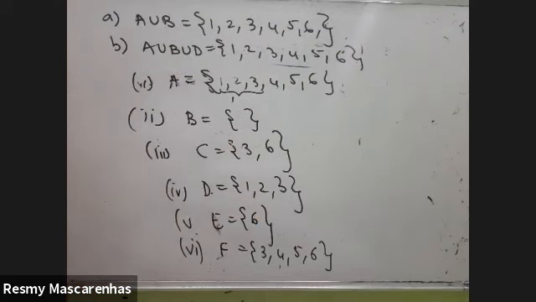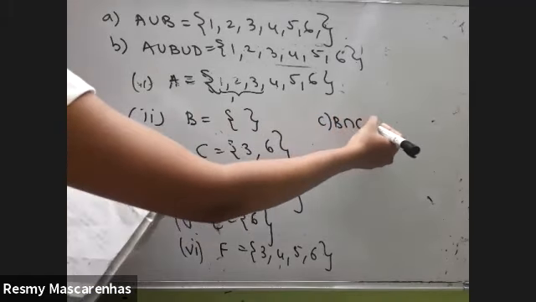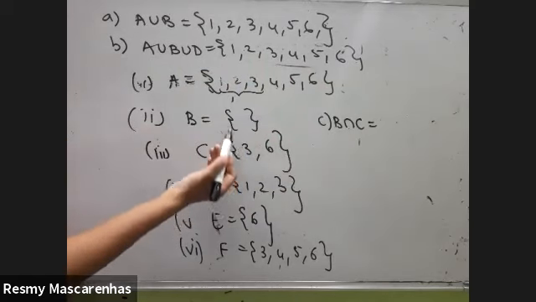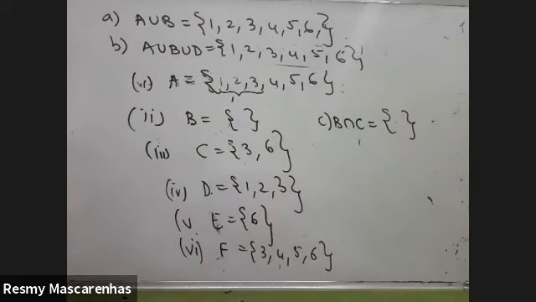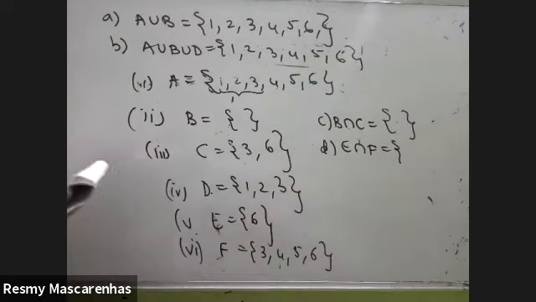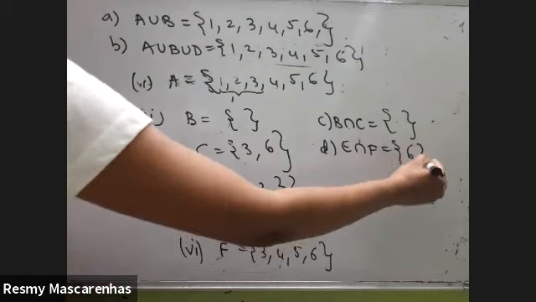Then the third, C part, is B intersection C. Intersection means what is common between them. Is there anything common? No. So that will also be empty. Then D, E intersection F. What is common? Intersection is common. E and F, 6 is common.